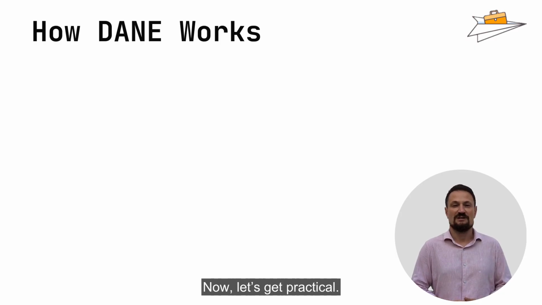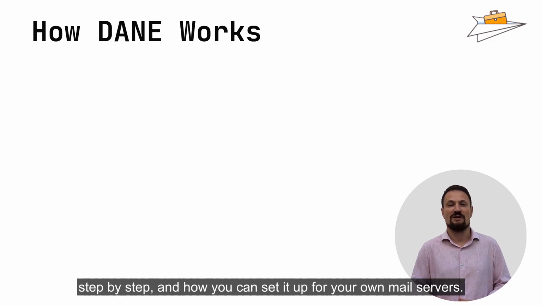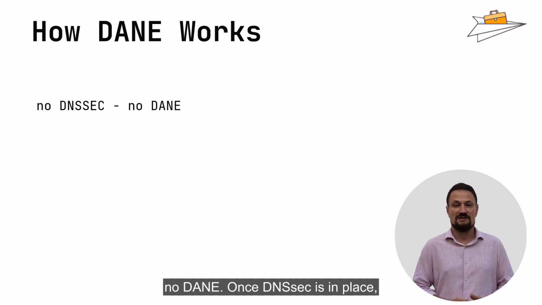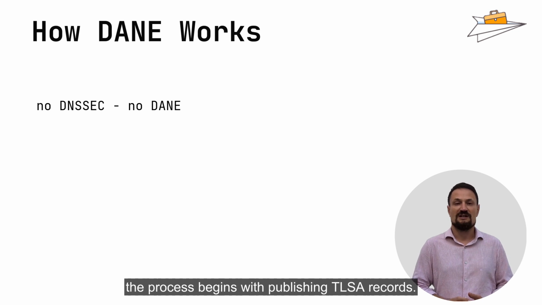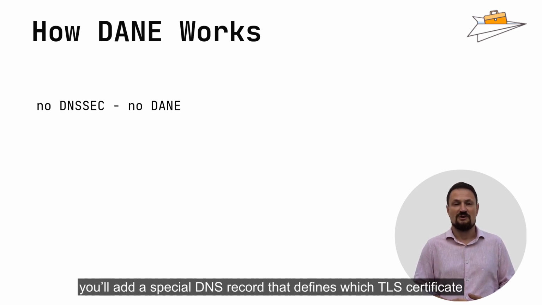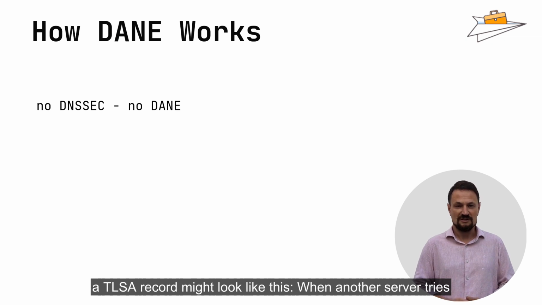Now, let's get practical. In this video, we'll walk through how DANE actually works, step by step, and how you can set it up for your own mail servers. Before anything else, DANE relies on DNSSEC. That's step 0. No DNSSEC, no DANE. Once DNSSEC is in place, the process begins with publishing TLSA records. For each of your mail servers, you'll add a special DNS record that defines which TLS certificate is expected. For example, a TLSA record might look like this.